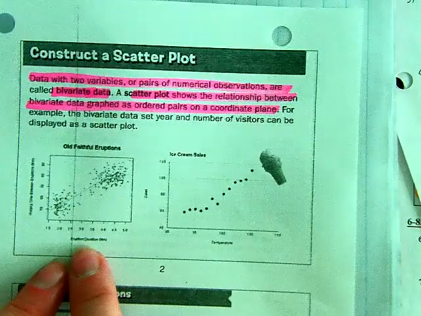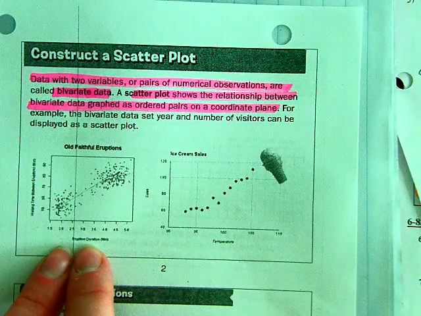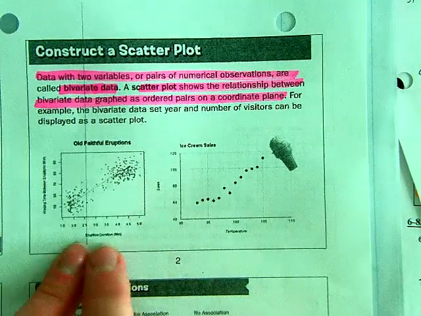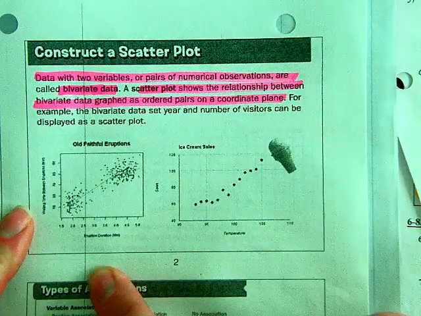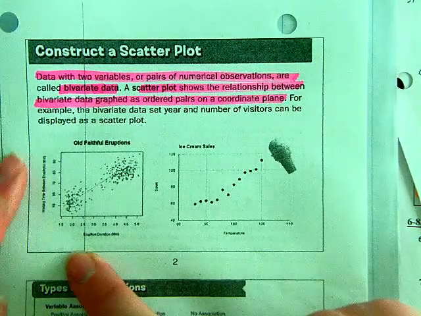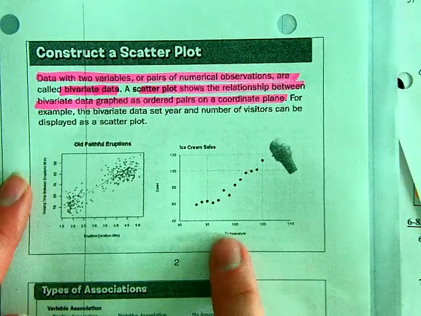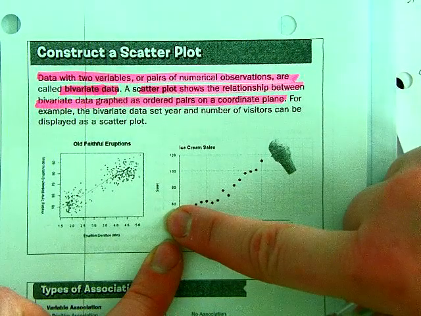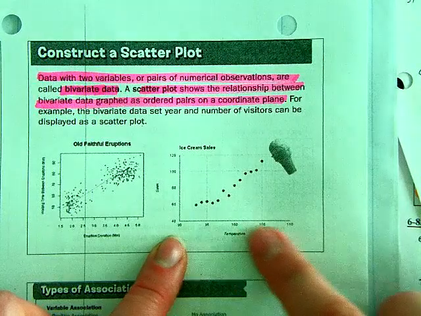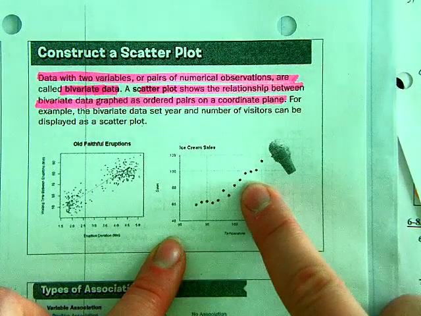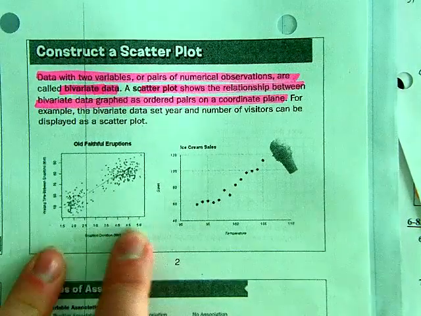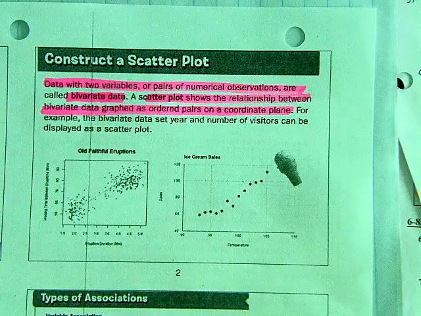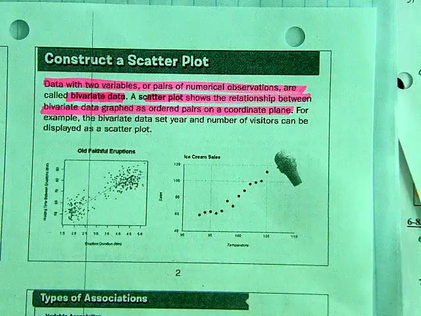This one has eruption duration, so how long it lasted at Old Faithful, and the waiting time between. So 2 different types of data. This was the temperature and the amount of people, their sales. So as it got hotter, the sales of ice cream went up. This one doesn't really, it looks like a positive association, but not a lot of clear cut.